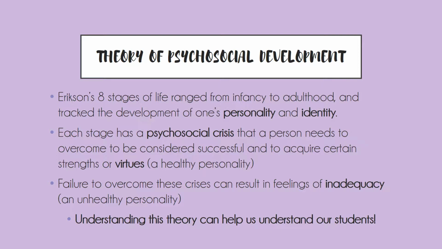But how does understanding this theory help us understand our students? It's easy. If we understand what stage of life our students are in, we can understand what crisis that they're currently facing socially, and we can help support them through that crisis and help make sure that they gain that strength and virtue that they're supposed to gain in that time period. This also helps us know who their significant relationships are with, again, helping support the development of our students' identity and personality.